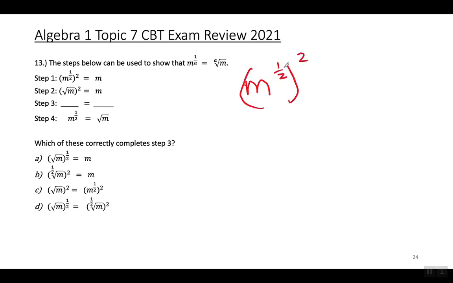And remember, what do you do when you have an exponent raised to the power of another exponent? You multiply the 2 exponents. So this is going to become m to the 2 over 2 power, which equals m to the first power, which equals m. Okay, notice that's what's on the right. This equals m. Esto es equivalente a m. All right. Let's look at step 2.